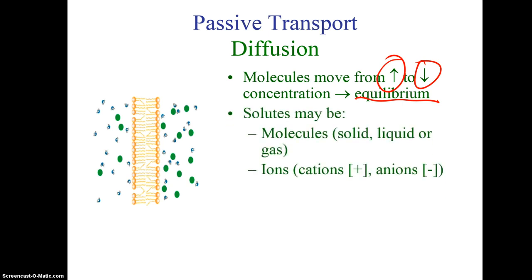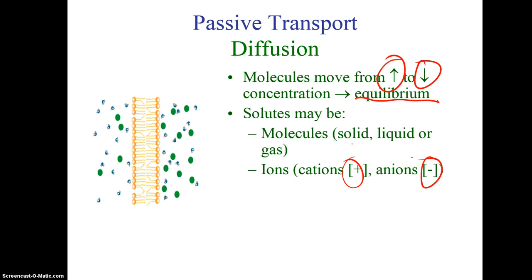Okay. Let's rewind and talk about solutes and solvents and the solutions that are inside and outside of a cell. Remember, a solute is what's being dissolved. So you can have molecules or ions. The molecules can be solid, so you could have little grains of salt. You could have liquid, like water is a molecule, or some kinds of gas like carbon dioxide or oxygen. Or they can be cations or anions. Cations have a positive charge, and an anion has a negative charge.